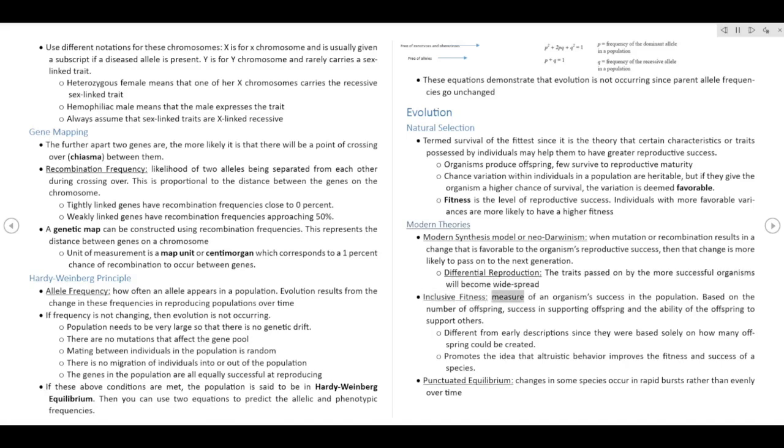Inclusive fitness is a measure of an organism's success in the population. It is based on the number of offspring, success in supporting offspring, and the ability of the offspring to support others. This is different from early descriptions, since they were based solely on how many offspring could be created. It promotes the idea that altruistic behavior improves the fitness and success of a species. Punctuated equilibrium: changes in some species occur in rapid bursts rather than evenly over time.